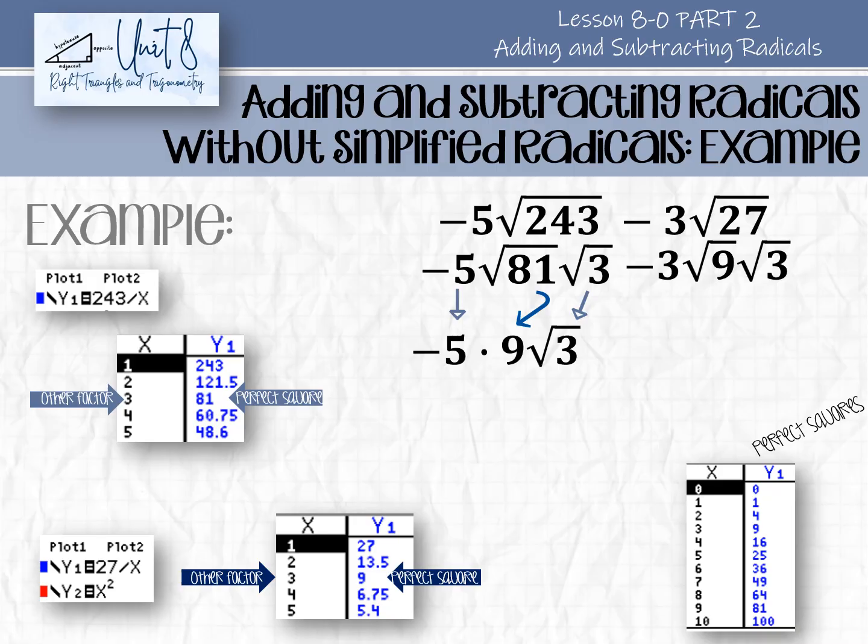So just bring down your negative 5. We're going to have to multiply later. Bring down that square root of 3. Break it down. So square root of 9 is 3. Bring down your negative 3 and bring down the radical 3.